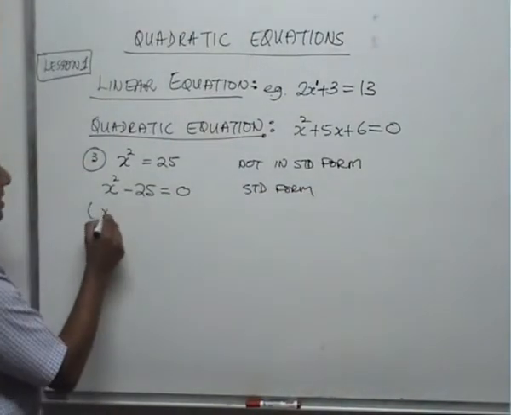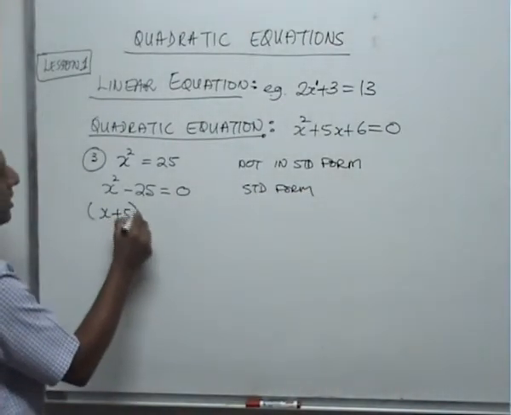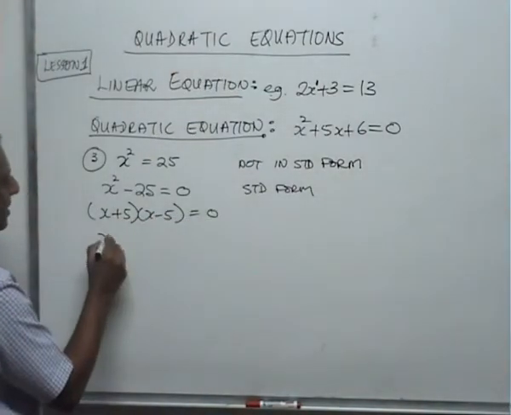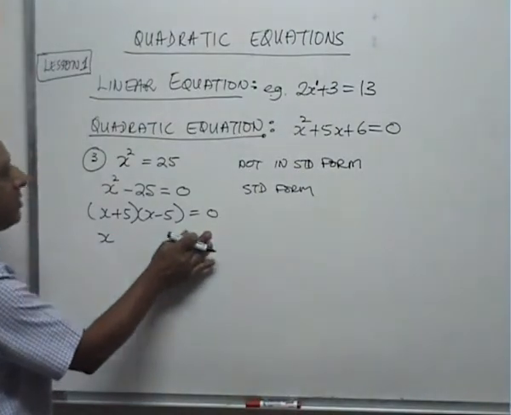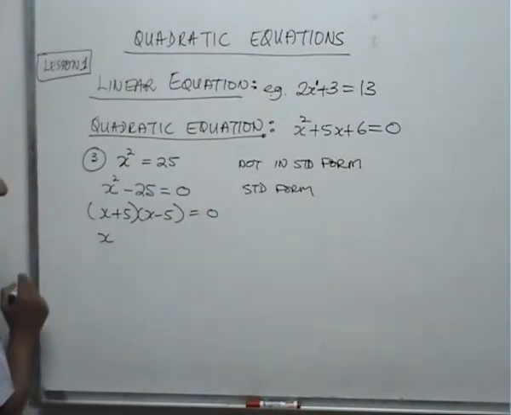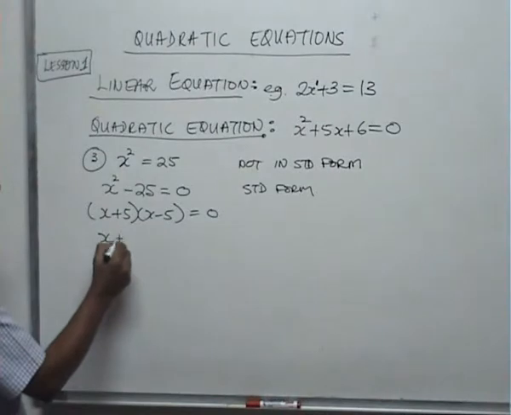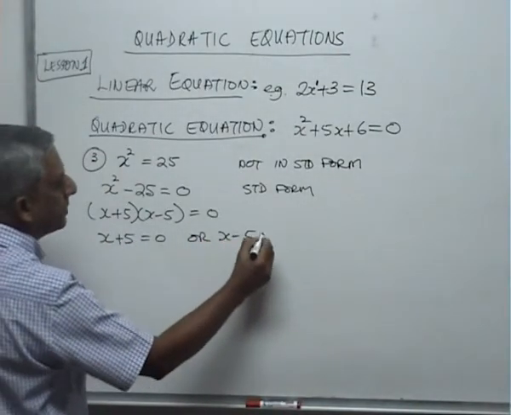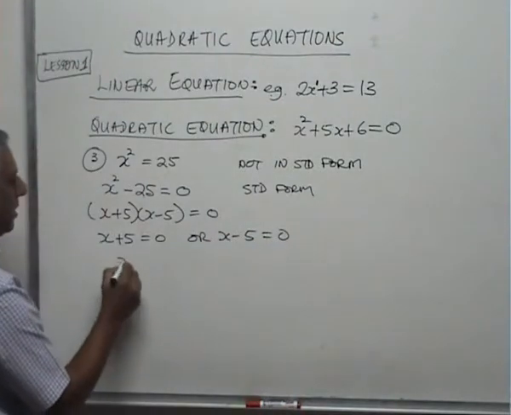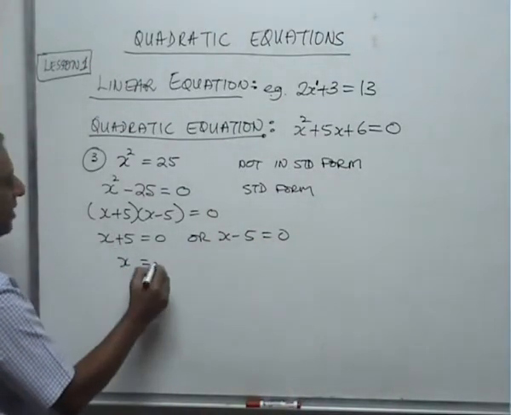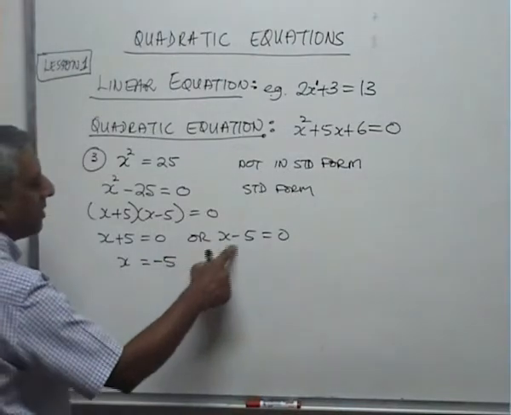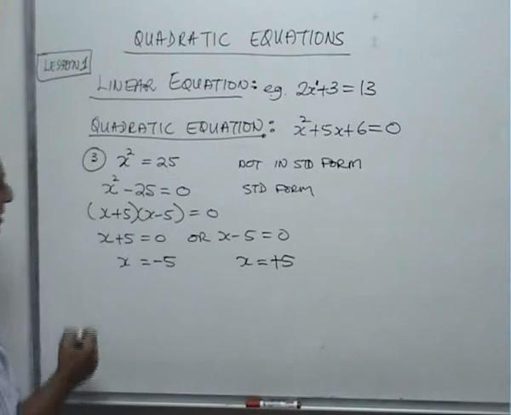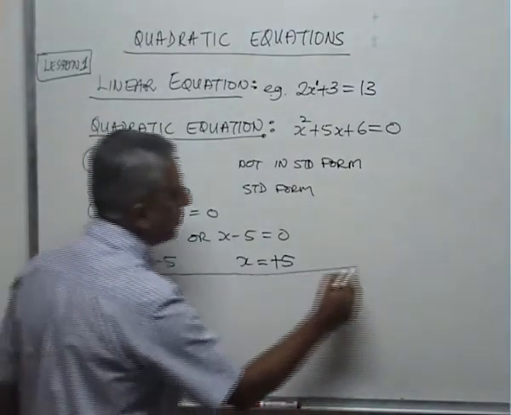Now I can factorize. Difference of 2 squares. Now you must know your factorization. If you don't know your factorization, you rather stop straight away now, go back and revise your factorization. Now you make each factor equal to 0. Take the plus 5 across, it becomes minus 5. Take the minus 5 across, it becomes plus 5. Right? Let's do another example.